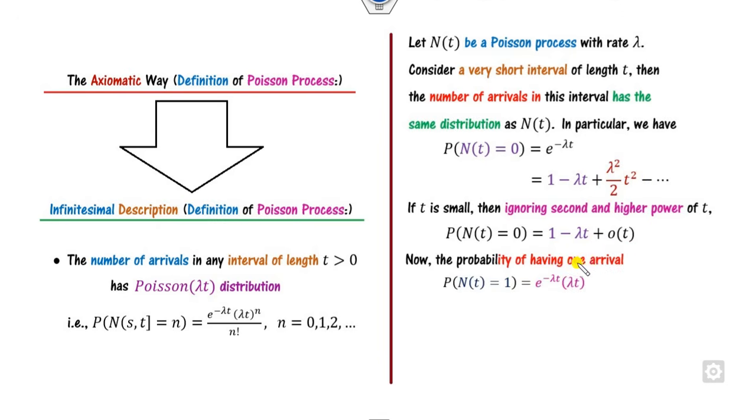Clearly, what is the probability of occurrence of one arrival? I can substitute n is 1. So this is 1 factorial, and here again I can expand the value of e raised to the power minus lambda t. I open this bracket. Clearly this higher power we can neglect. Similarly, when you consider n is 2, then it is of the order of o of t.